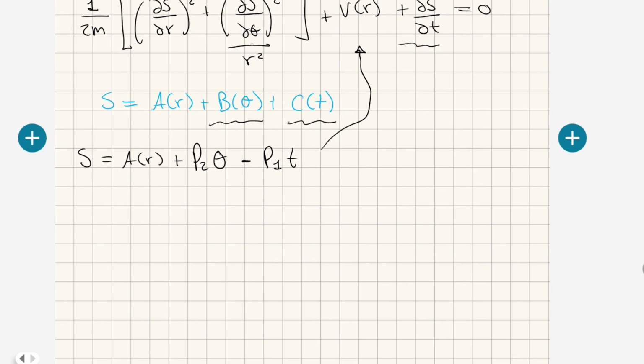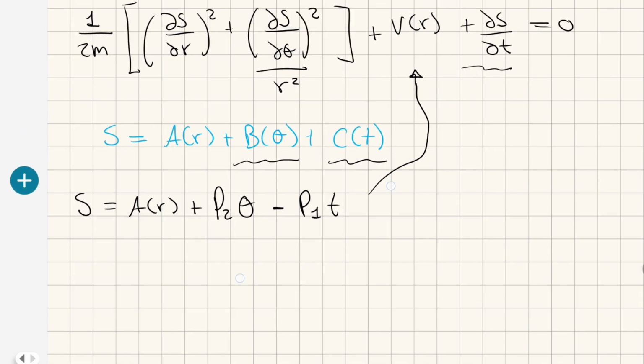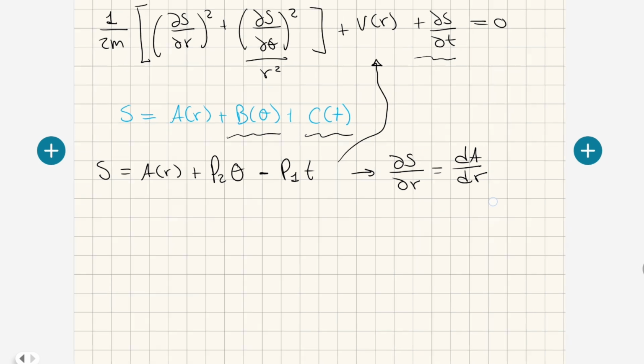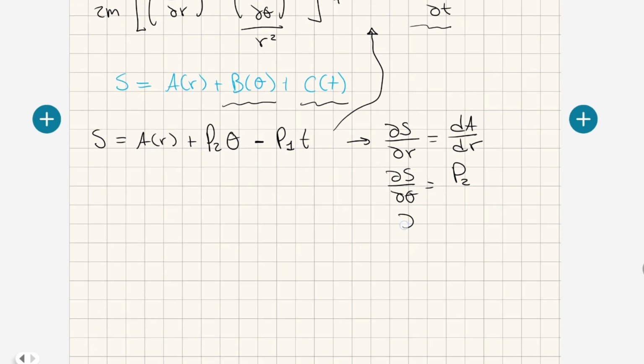Well, we see that we need to calculate the partial of s with respect to r, and it is easy to see that the partial of s with respect to r is equal to the total derivative of a with respect to r. Then the partial of s with respect to theta is, of course, just p2, and the partial of s with respect to time is going to be minus p1.